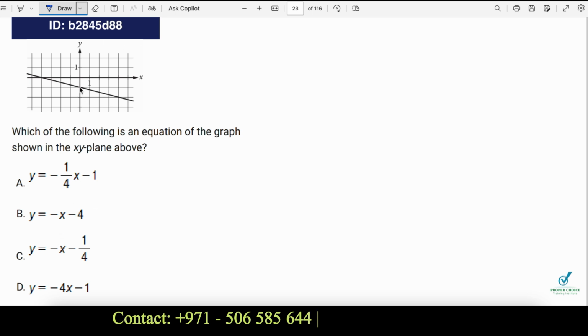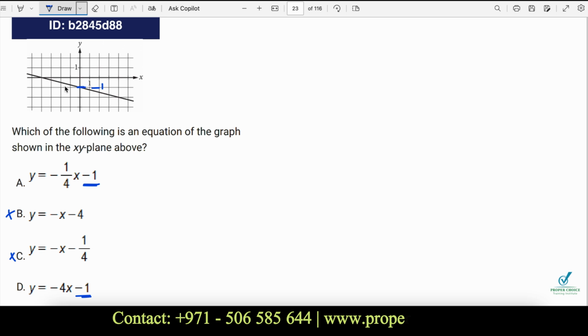Then what is the y-intercept representing? The y-intercept is representing -1. So by keeping that in mind, either A or D is the answer, because B has a y-intercept of -4, and C has a y-intercept of -1/4, which is wrong, so they are out. Now what would be the slope?